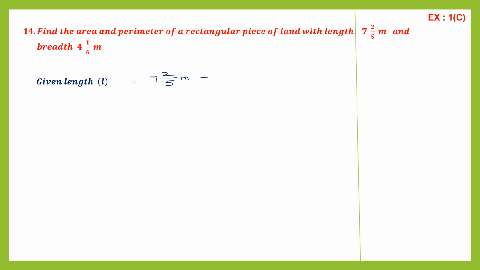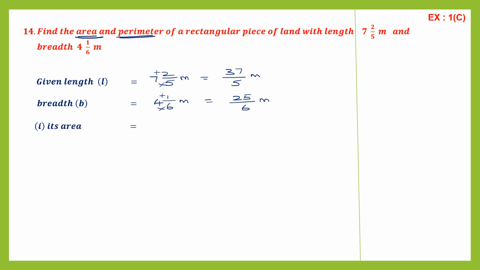Let's convert it here itself. 5 sevens are 35 plus 2 is 37. So that is 37/5 meters. Then we've also been given the breadth and the breadth is 4 1/6 meters. Let's convert. 4 into 6 is 24 plus 1 is 25. 25/6 meters. Now we've been asked to find the area first, and then the perimeter.